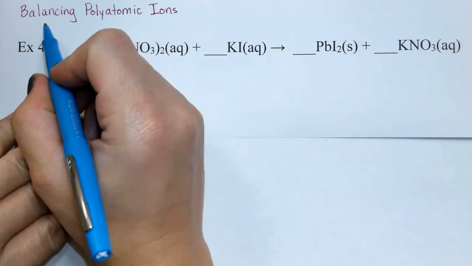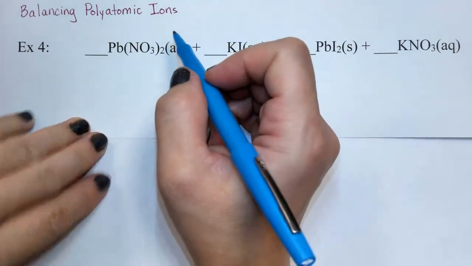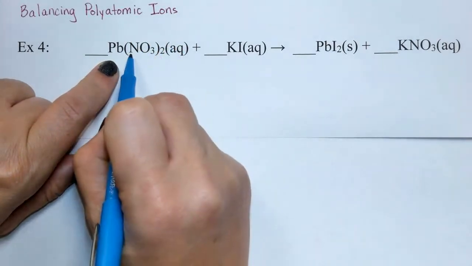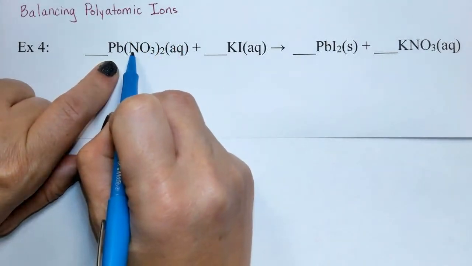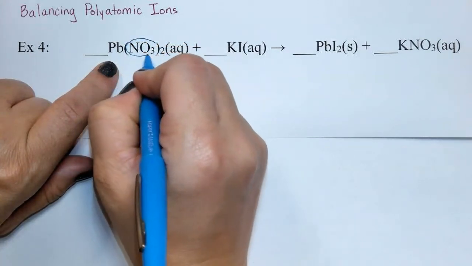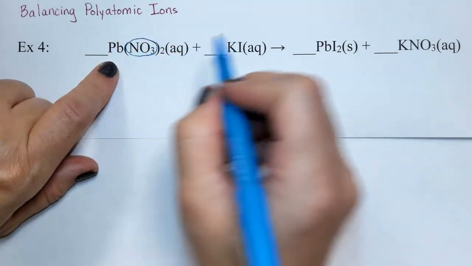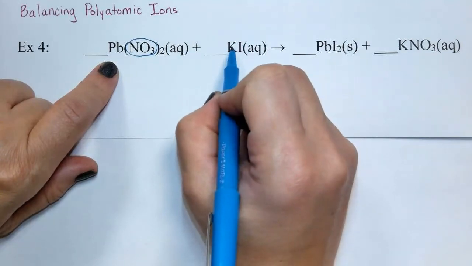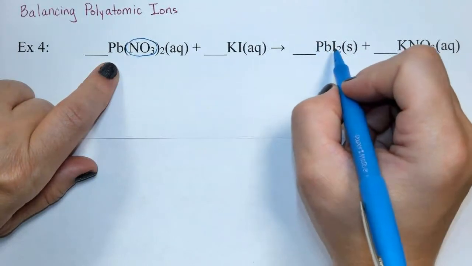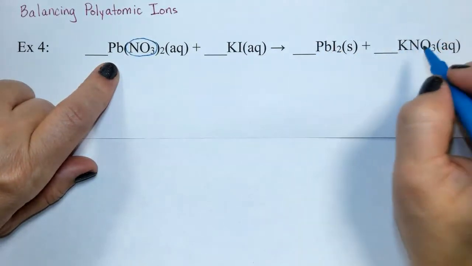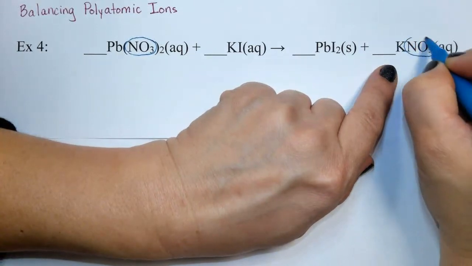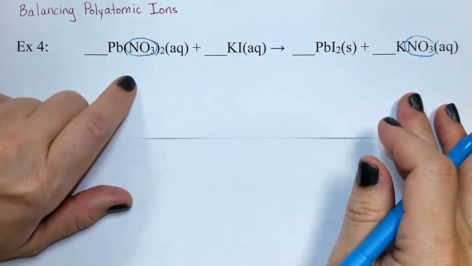Final tactic involves balancing when you have polyatomic ions. So in this example, we have lead, and then in the parentheses, we have the polyatomic ion nitrate. Anytime you have a polyatomic ion, you want to balance it like a bundle. On the left side still, we have potassium and iodide. And on the right side, lead, iodide, and potassium. And then here's our nitrate again, and I'm going to treat it like one bundle. So I'm kind of circling it to treat it as a bundle.